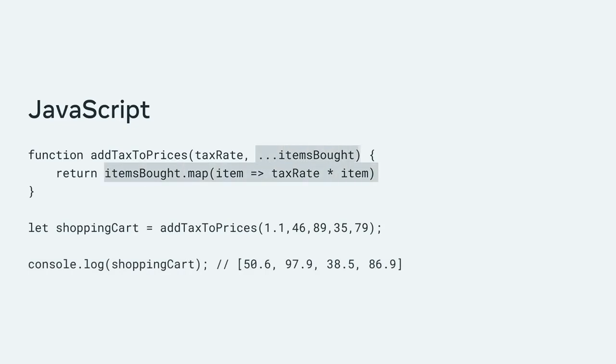In the add tax to prices parameters, the rest parameter gives me an array, so I can use array methods on items bought using the map method. It's important to know that the rest parameter must be the last parameter in the function definition. This means that adding any other parameter to my add tax to prices function after the rest operator and the items bought would result in an error.